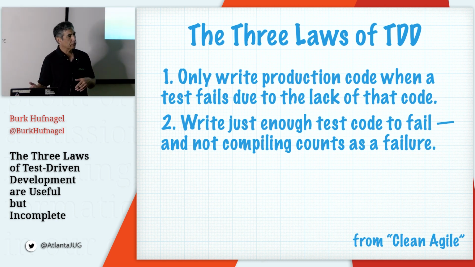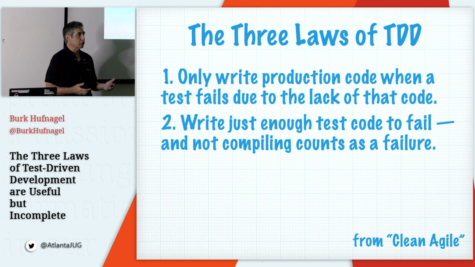The second part is you write just enough code to fail, and not compiling counts as failing. Now, back in 2005, that worked pretty well. But now we've got IDEs that as soon as you type in a class name that doesn't exist, it goes red and it tells you, or a method name that it doesn't recognize, it tells you.